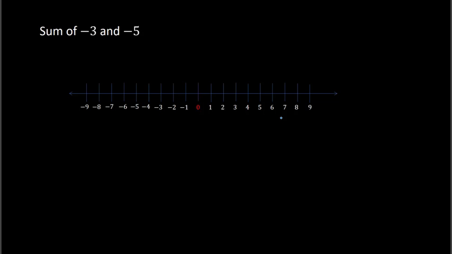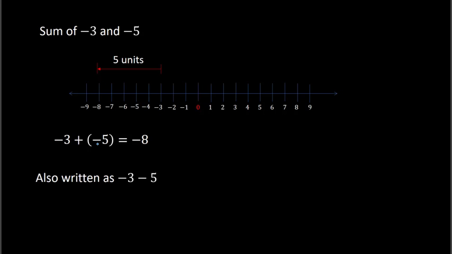So if you were told to find the sum of -3 and -5, recall that the word sum means to add. So I am adding -3 and -5. What I do is I start at -3, and when I add -5, that means I go 5 in the negative direction, which would be to the left. So I start here at -3, go 5 to the left, and that takes me over here to -8. So my solution would be -8. And instead of -3 plus -5, you can also write this as -3 minus 5. That is the same thing.